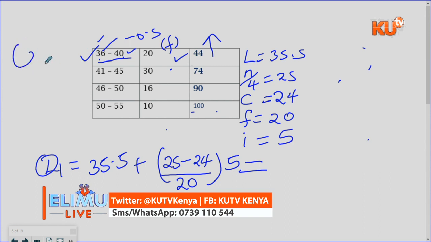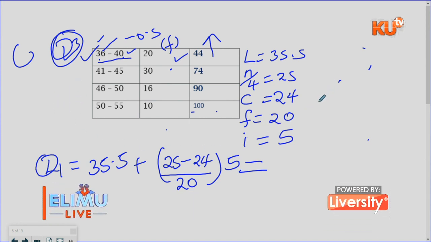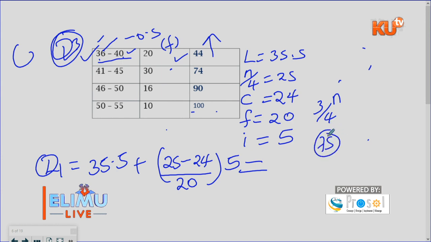how will we do Q3, which is the upper quartile? It is the same thing. So the first thing, we take 3/4 of 100. So that is 3/4 times N. So that will be 3/4 of 100. That should be 75. Again, we check here the cumulative frequency closest to but greater than 75.